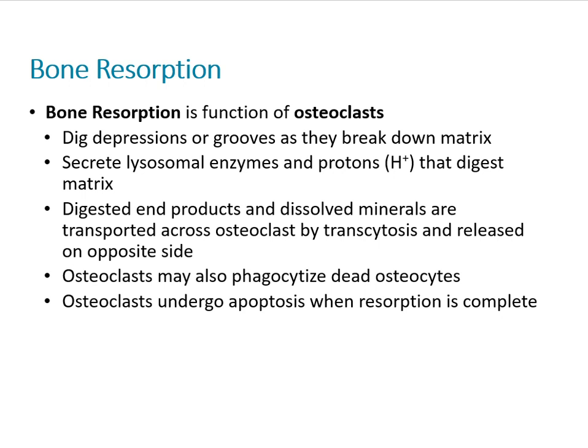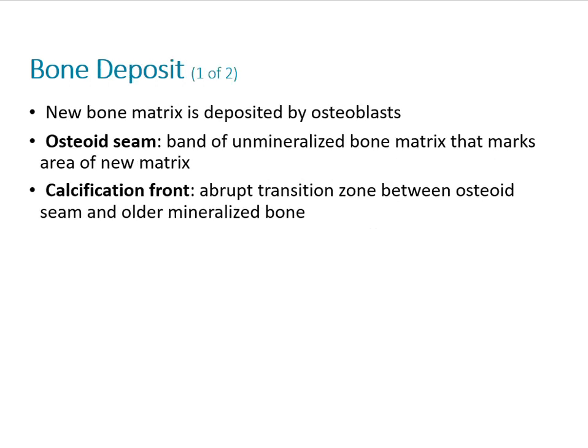So bone resorption is going to be mainly the function of osteoclasts that use their resorption bays to break down matrix. They use lysosomal enzymes and acidic protons to digest the matrix, and these digested products and dissolved minerals are then transported across the osteoclast and released on the opposite side. A lot of those components end up in the blood. Osteoclasts can even phagocytose dead osteocytes and undergo apoptosis when they're no longer needed.